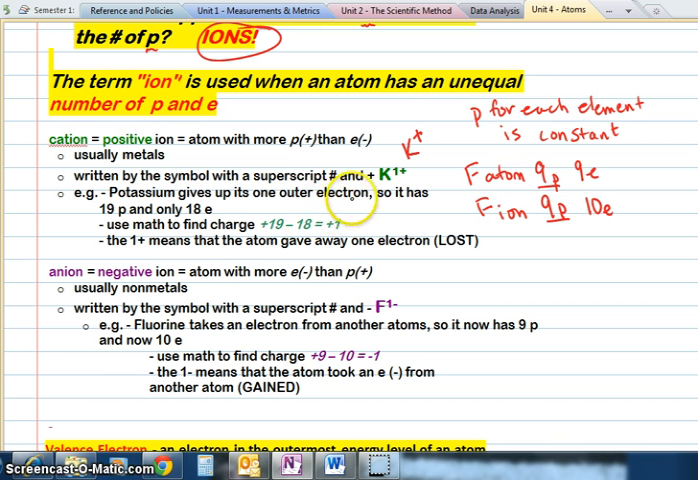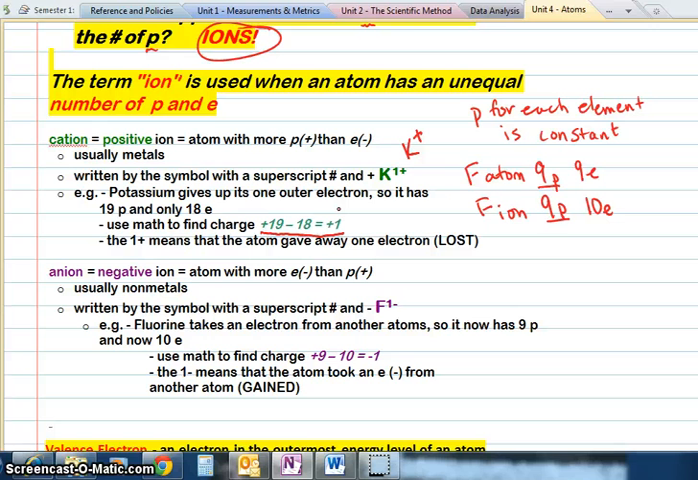So potassium usually kicks out its outer electron when it's hanging out and combining with other atoms. And so what happens is then it ends up with 19 protons and 18 electrons. So overall the net charge is a +1. And that's why we call it a +1 charge.